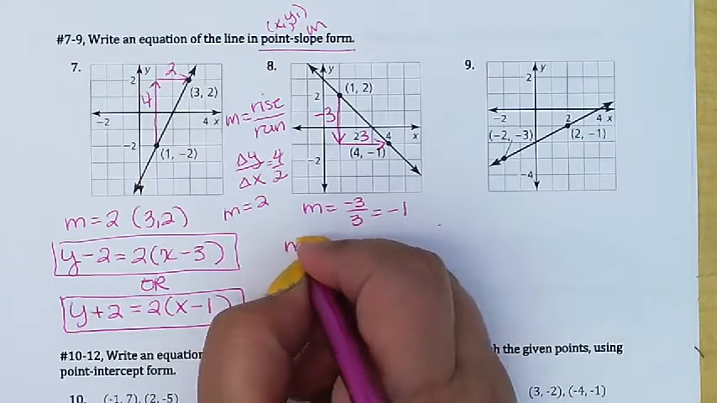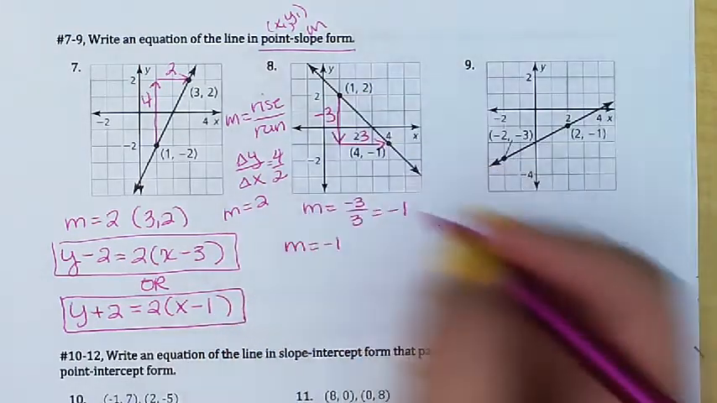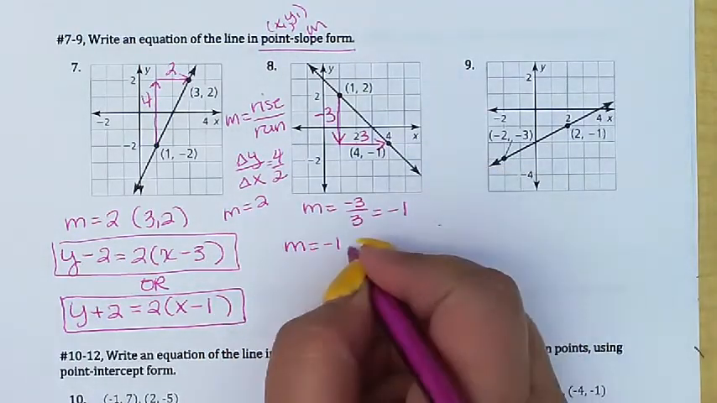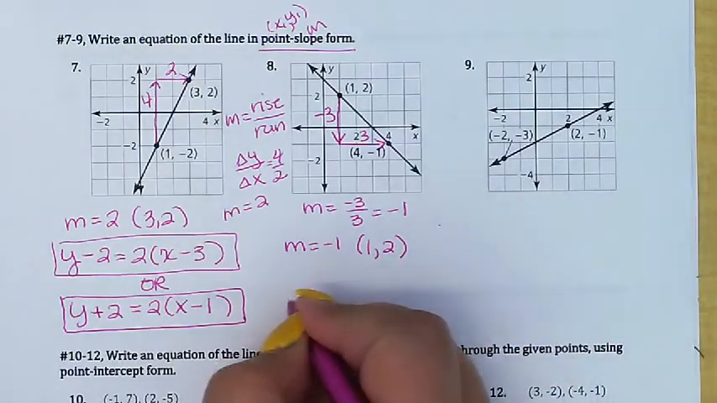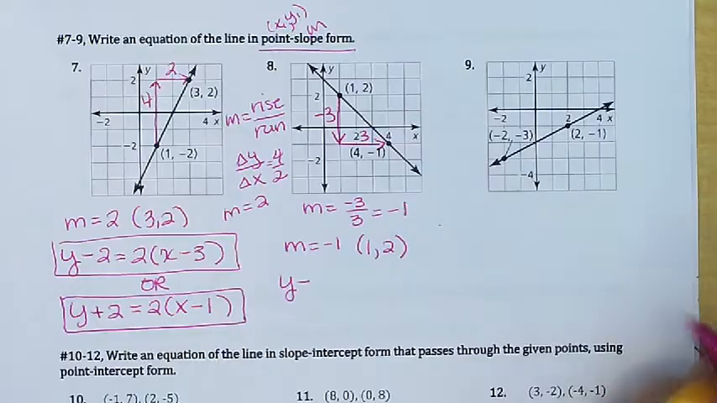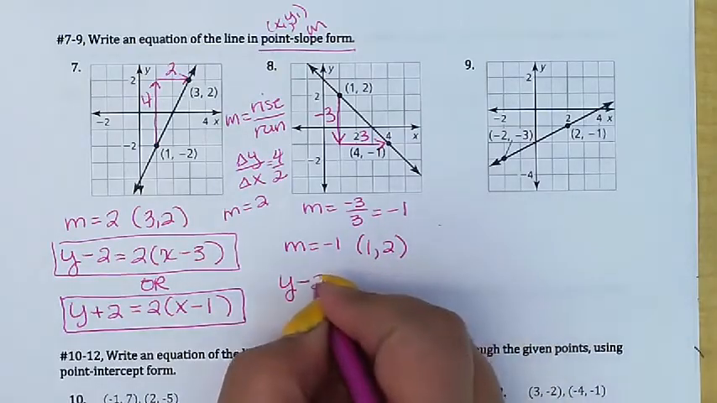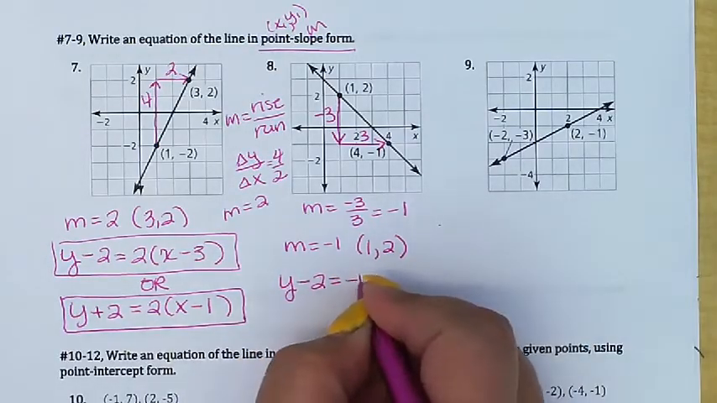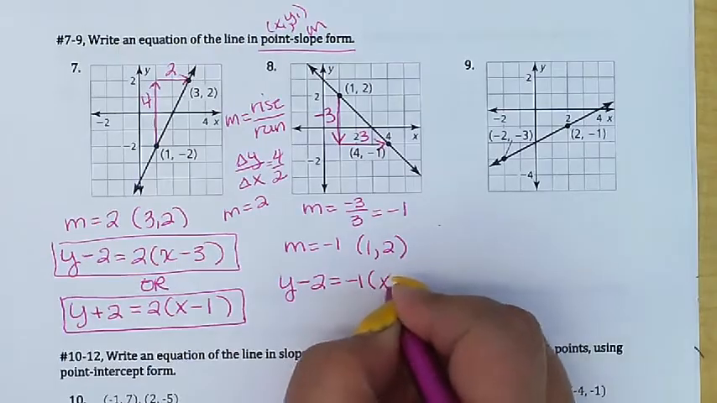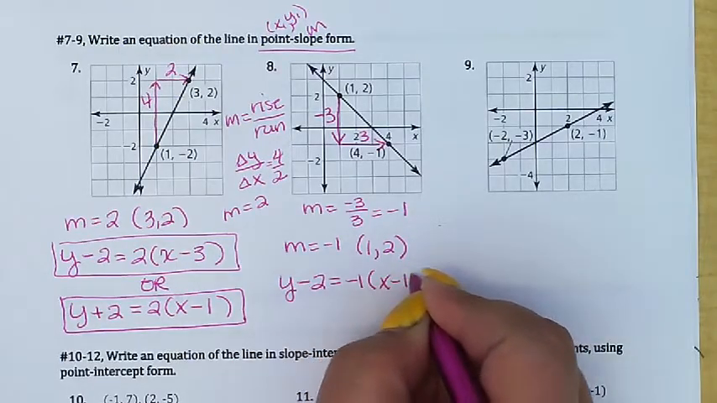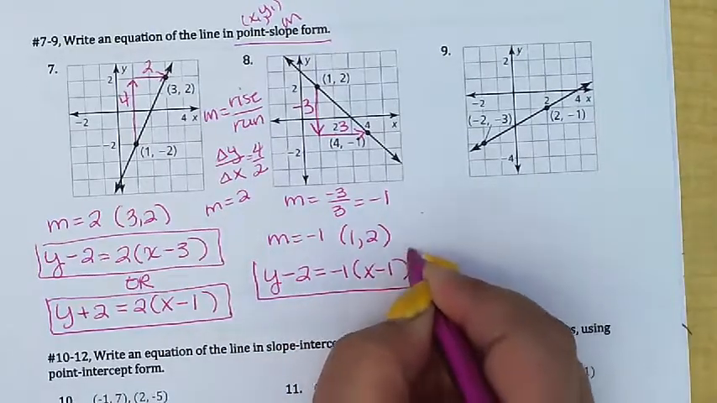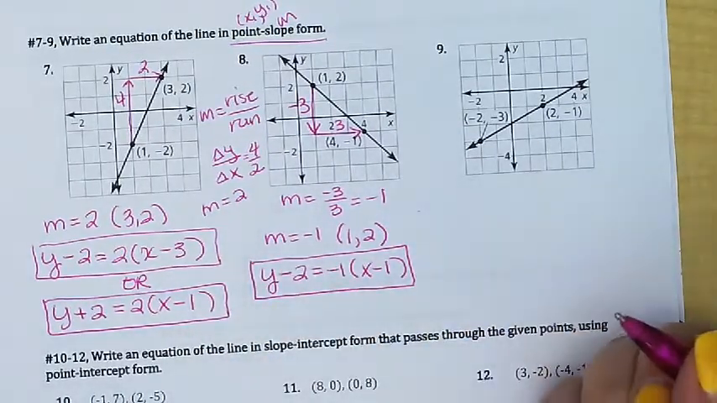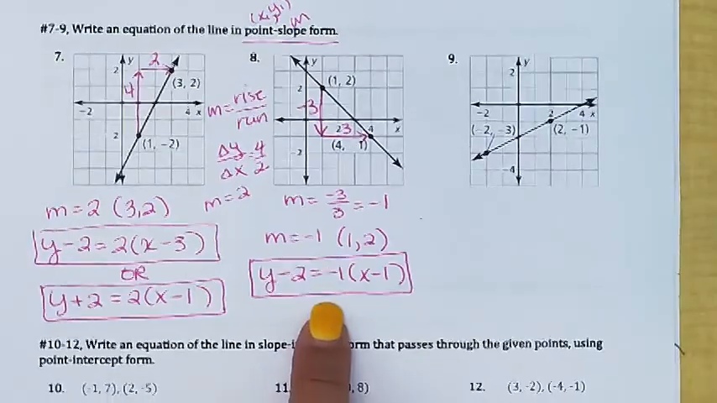So we have a slope of -1, and then you could pick either point. Doesn't matter which one you pick. So maybe I'll just go with that 1, 2, and then I can write my equation in point slope. So y minus the y coordinate equals our slope, parentheses, x minus the x coordinate, and that'd be fine. And if you had used the other point, that would be okay too. Okay, so that is one option, but not the only option.